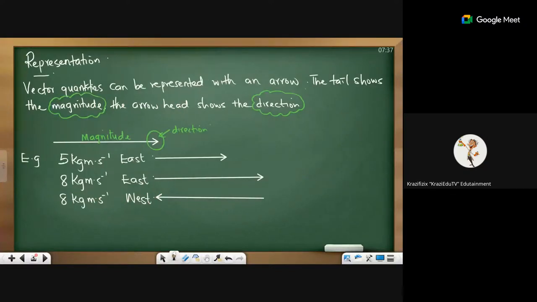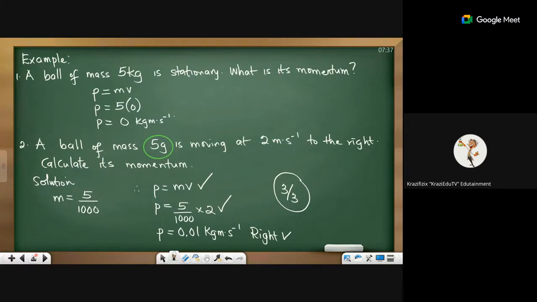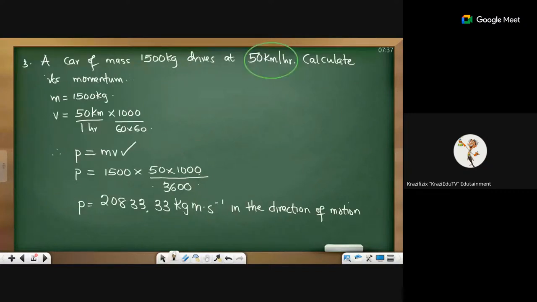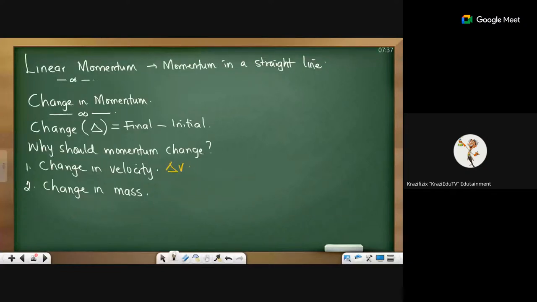All right. We said we can represent this with arrows, and the length will tell us the magnitude, while the arrows will tell us the direction. Very key. We looked at a few examples. Here we're just substituting, and we said two main things. Your conversions, please. Your conversions are important. We converted mass yesterday, and we converted from grams to kilograms and kilometers per hour to meters per second. So I'm just trying to bring in a lot of grade 10 and grade 11 work.